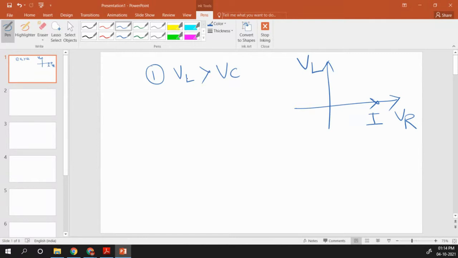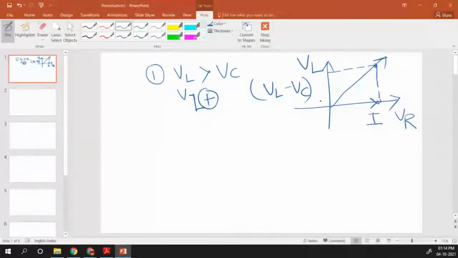So first case is that if VL is greater than VC, that means this VL is positive. So we will consider this case. So we will use the first case like this. Okay. After this, we will draw a perpendicular from this VL side, and then we will draw perpendicular from VR side. Okay. So when these perpendiculars meet at this particular position, this is a resultant which we have drawn right here. So we will consider the resultant value is equal to V.